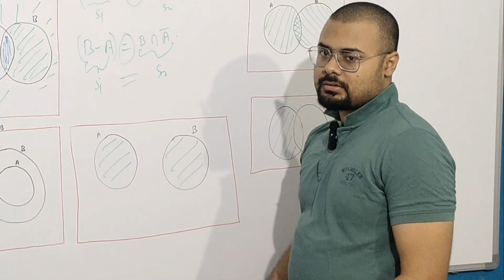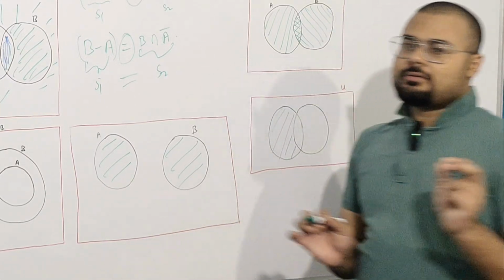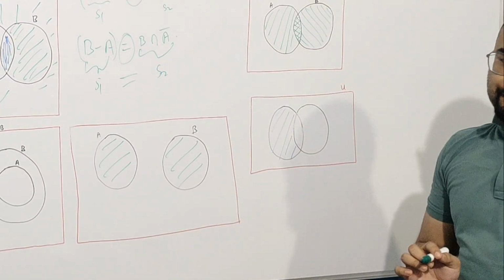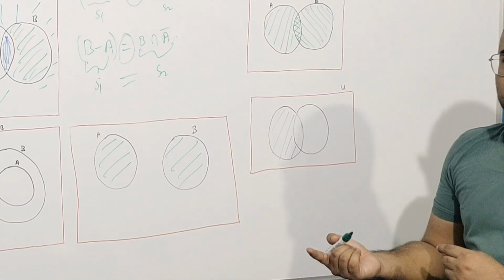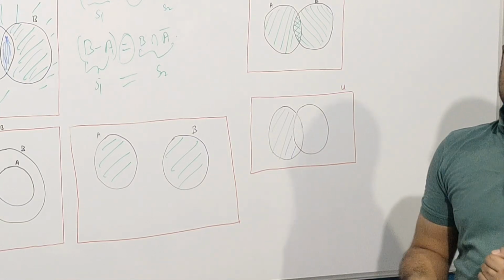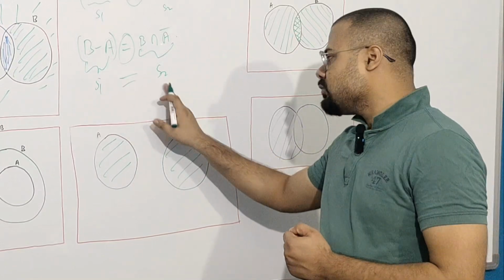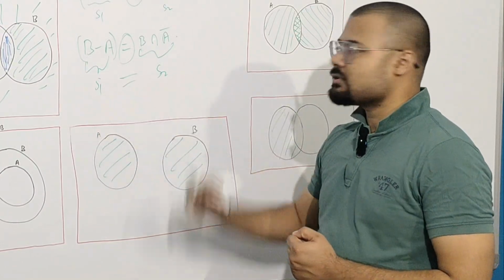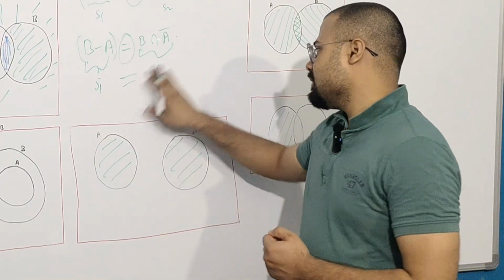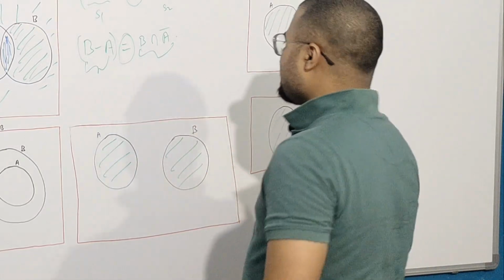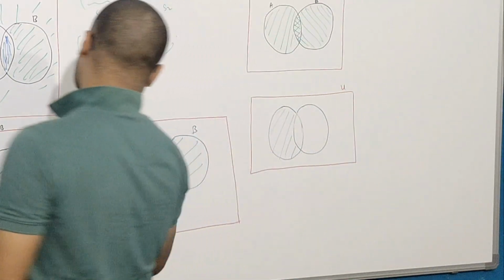So how will you show it? Using the fact that when two sets are equal, both are subsets of one another. Like if S1 is a subset of S2 and S2 is also a subset of S1, then S1 and S2 are equal. That's how you show it. Then how do we do that? We do that in this manner.